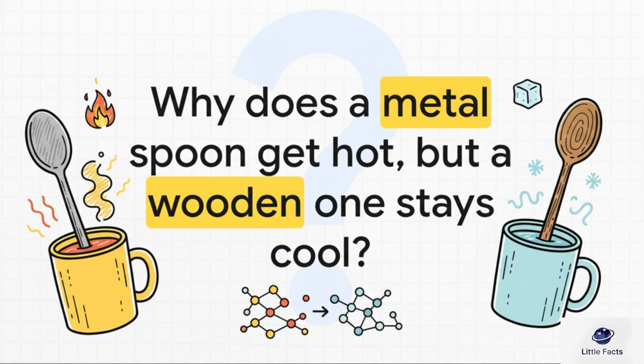All right, let's kick things off with a little mystery. We've all been there, right? You leave a metal spoon in your coffee for just a minute, you go to grab it and yikes, it's scorching hot. But a wooden spoon, it stays perfectly cool. So what's the deal? This simple, everyday question holds the key to understanding the huge differences between these materials.